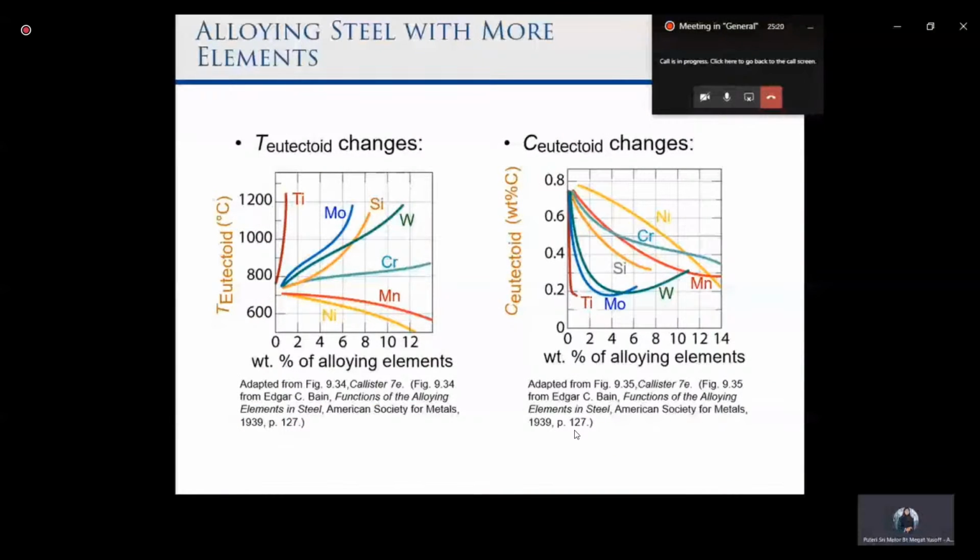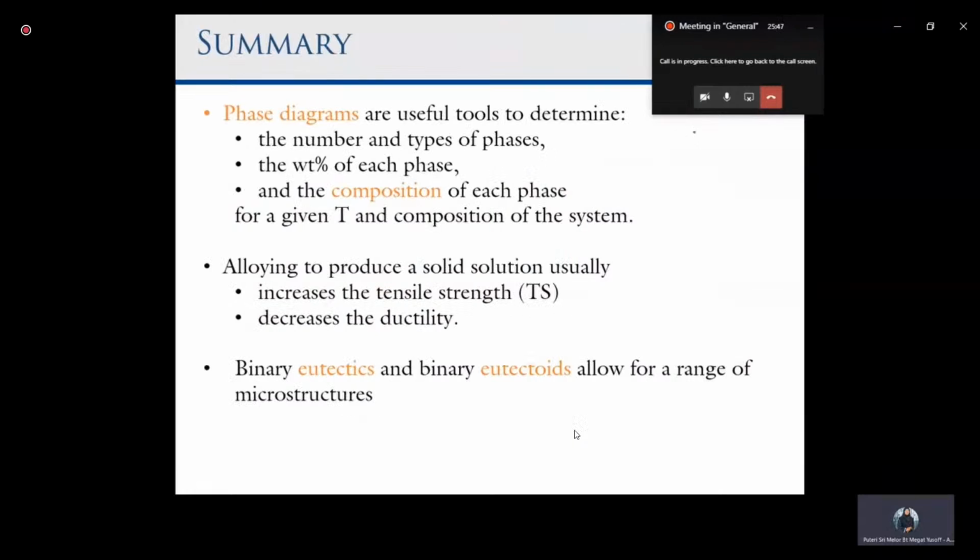Here we're just going to show you again the effect of alloying elements on the eutectoid temperature. It depends on what element you add in that will change the eutectoid temperature accordingly. This is for the composition, how it changes by the amount or type of alloying elements that you add in. And alhamdulillah, we come to the end of the phase diagram.